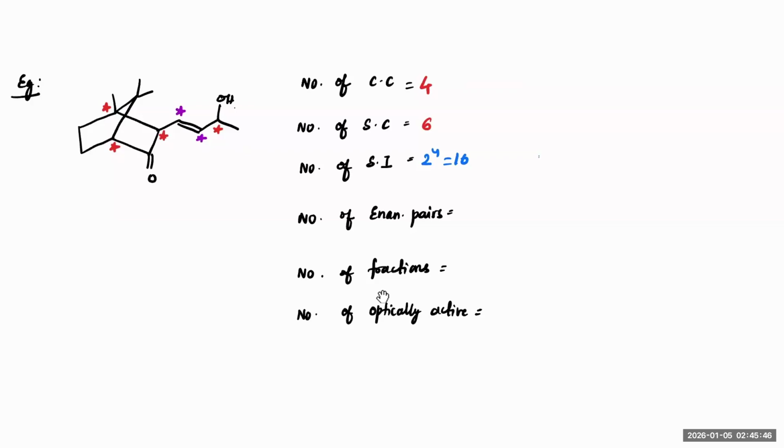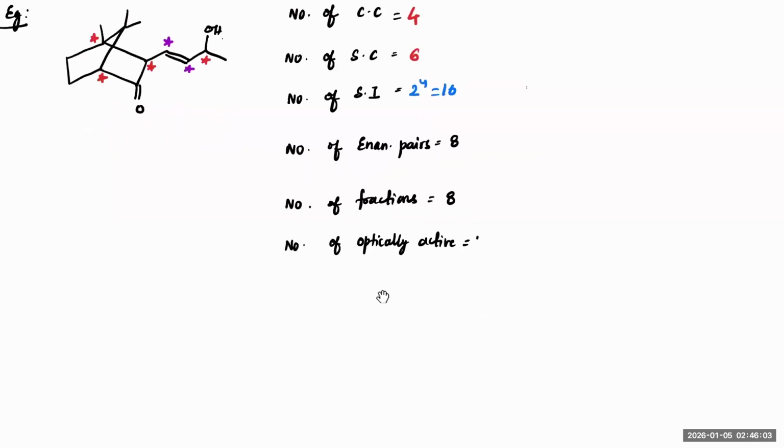Number of enantiomeric pairs, how many do we have? 8 such pairs we will have. And how many fractions do we have? 8 such fractions we have. Got it? Number of optically active, how many do we have? 16. All of them are optically active. Clear?